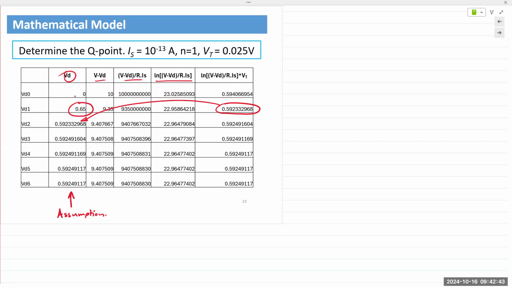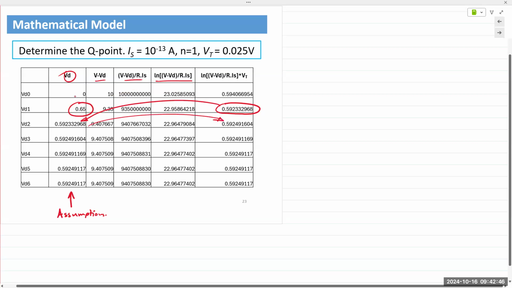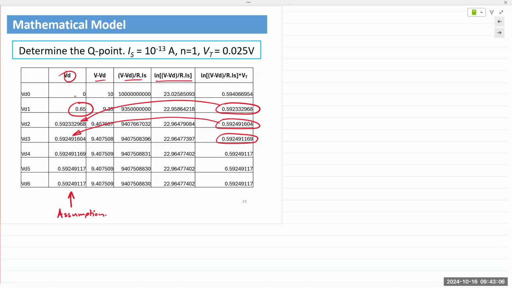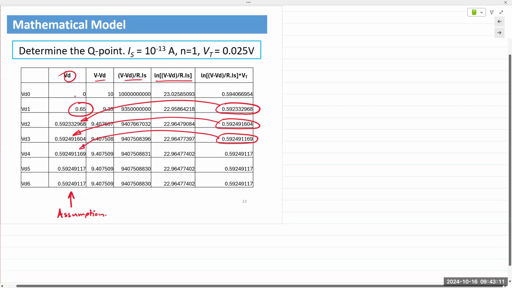And then I perform the calculation. I obtain 0.592. Not quite exactly the same. So I would take that, plug it into my assumed value again in column 1, do an analysis, and again obtain 0.592. And now we are exactly the same up to 6 decimal places. Plug it in again, and now I'm obtaining exactly the same value after that iteration.